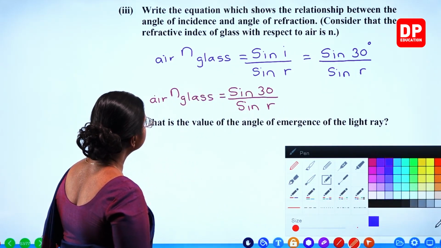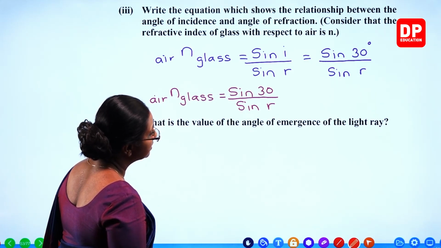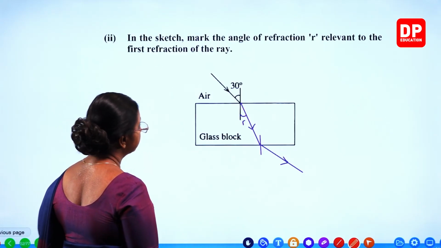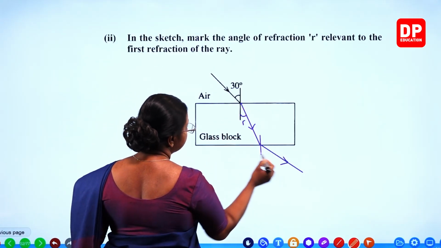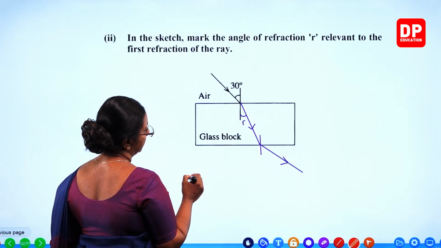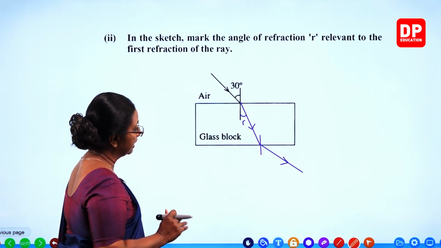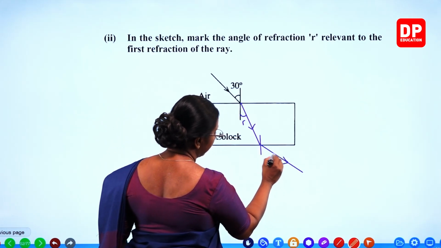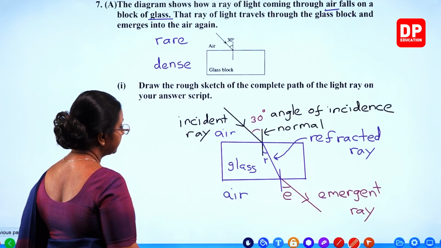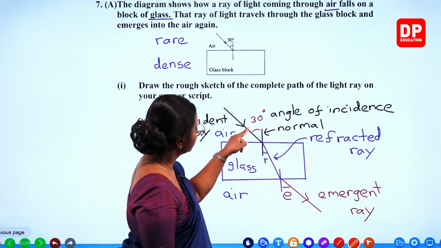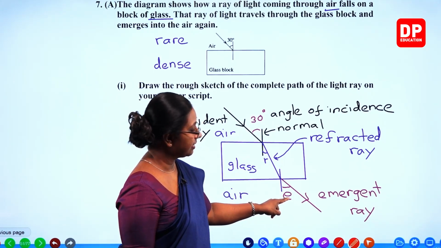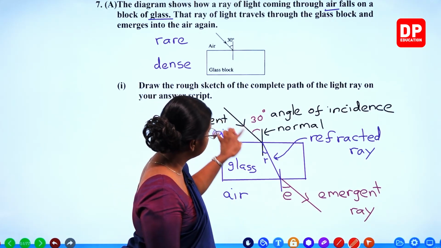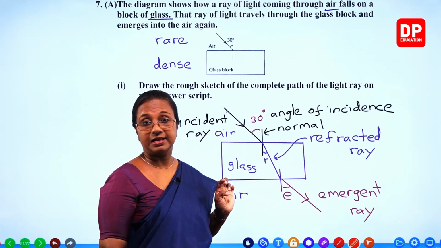Fourth one, what is the value of the angle of emergence of the light ray? Like I told you all, if we go back to this diagram, this ray and this ray are parallel. Because they are parallel, if you consider the emergent angle, the angle of emergence, in the previous diagram I have written everything. So this 30 degrees and this angle of emergence are equal because these two rays are parallel.